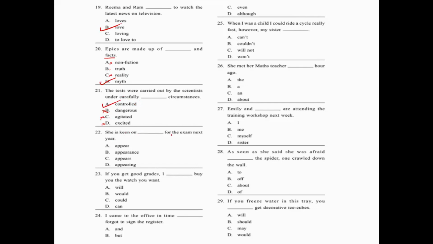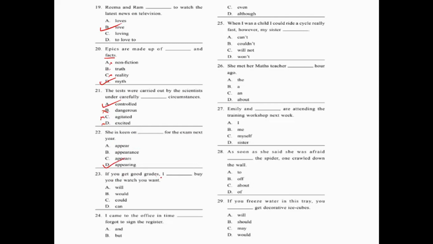Now, she is keen on dash for exam next year. Keen means interested. So she is interested in appear for the exam, no. This is not giving the correct meaning. Appearance, no. Appears, no. It should be appearing. She is keen on appearing for the exam next year. Option D is our correct answer.